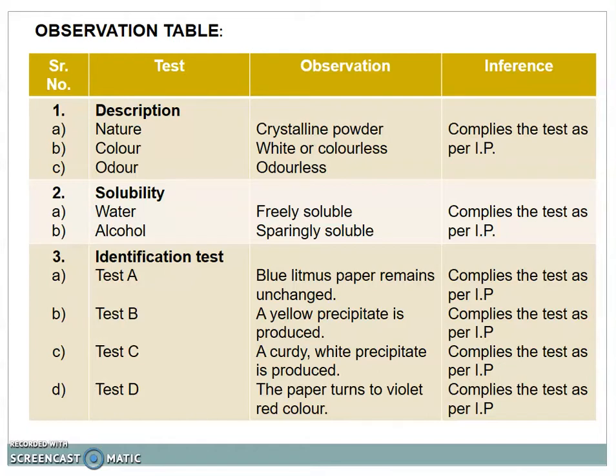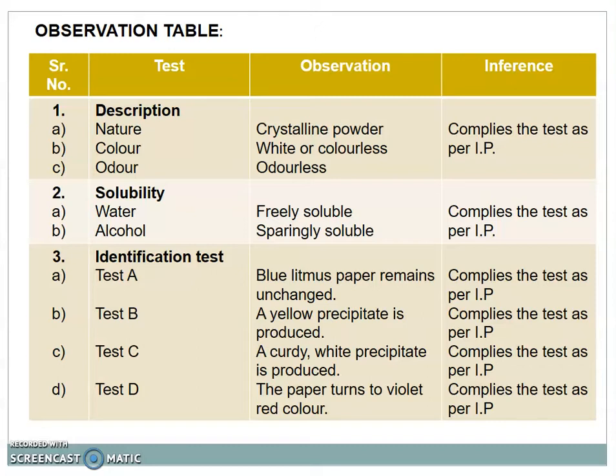After performing the practical, we move towards the observation table. Let's start with description. Nature: crystalline powder. Color: it is white in color or colorless, and it is odorless. That means it complies with the test as per IP. Solubility: in water it is freely soluble, and in alcohol it is sparingly soluble. That means it complies with the test as per IP.